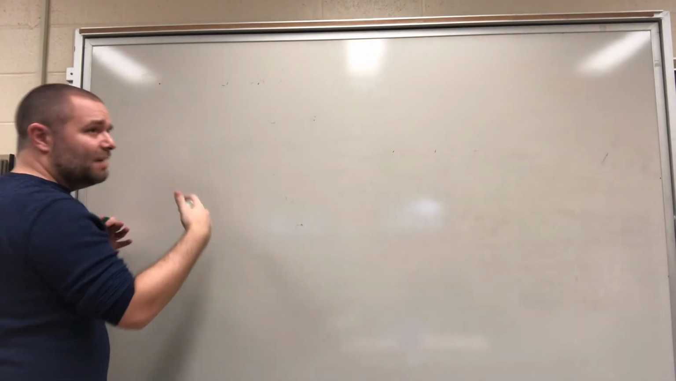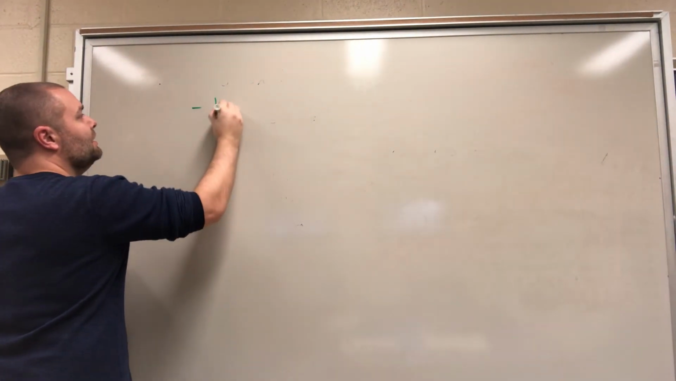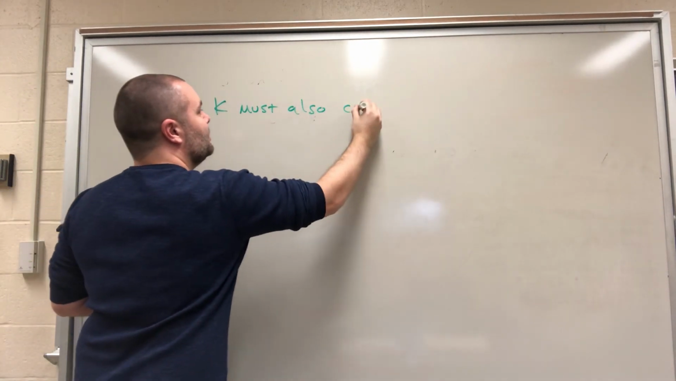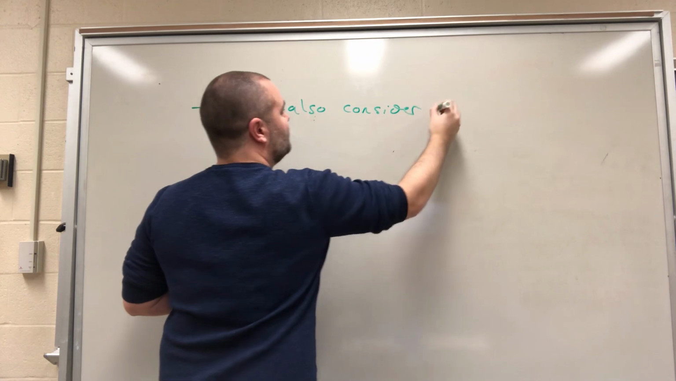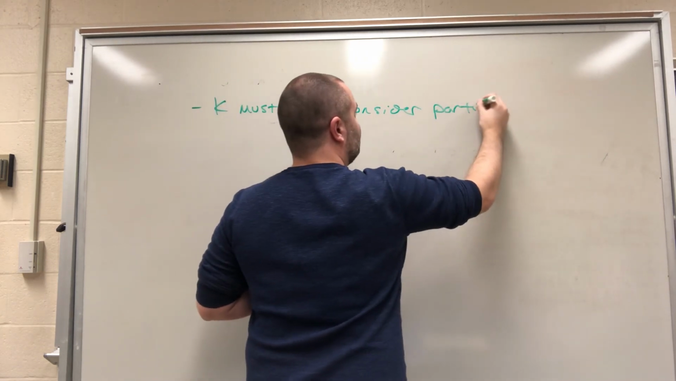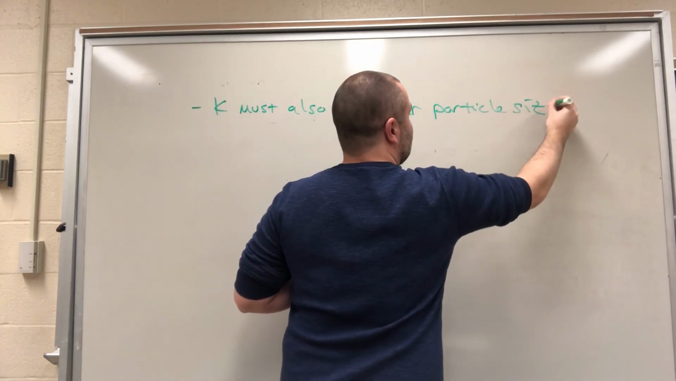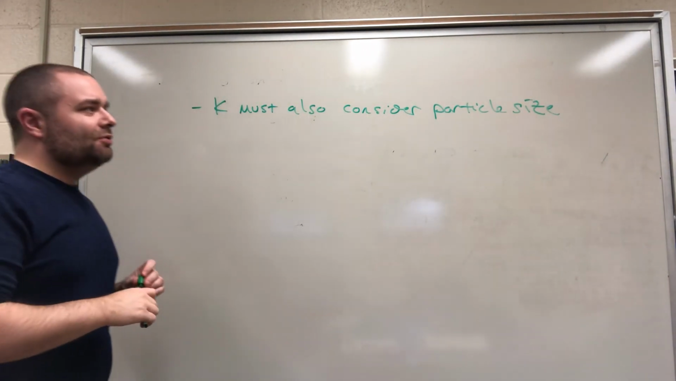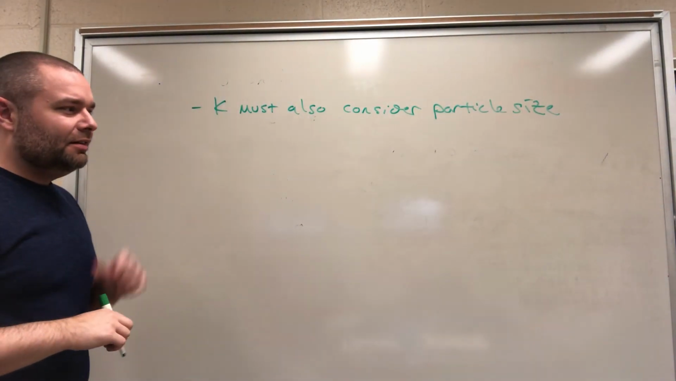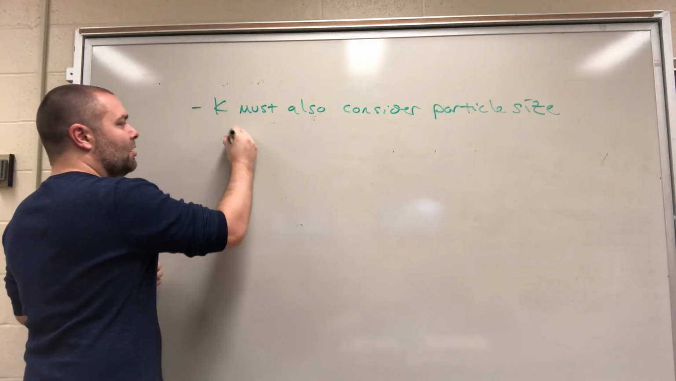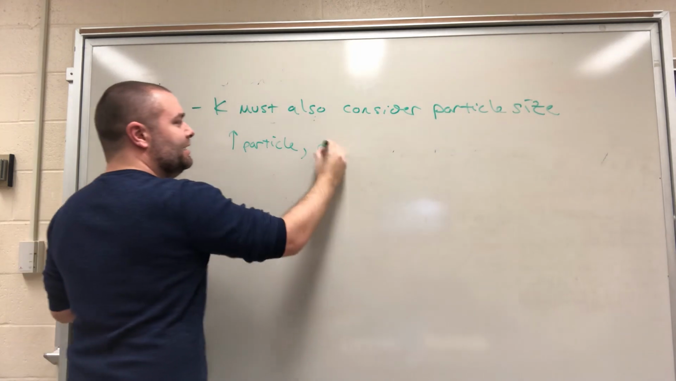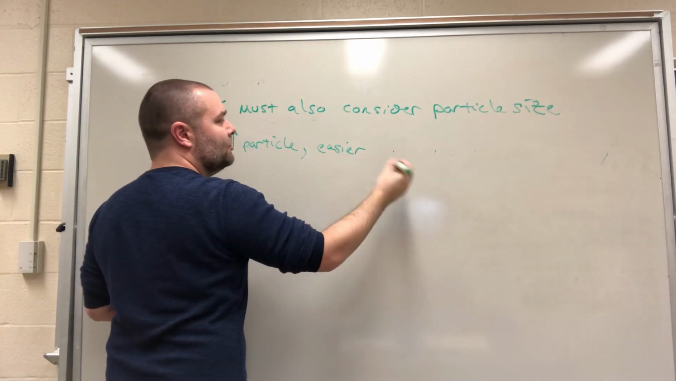So still underneath our modeling notes, K must also consider particle size. And when I say K must consider, I'm really referring to the modeling of K. So K must also consider particle size, because if we have a bigger particle, it's going to be easier to get a successful collision.